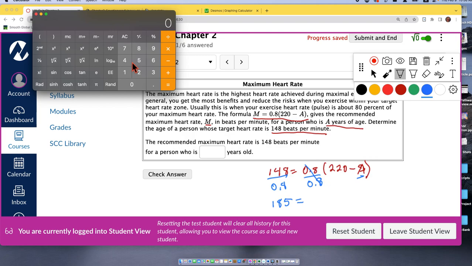Sometimes you just gotta do it. It's cool that you know, wait, this doesn't feel right. I'm dividing, I should get a smaller number, but it doesn't always happen. I got 185. So then we get 185 equals 220 minus A. There we go.